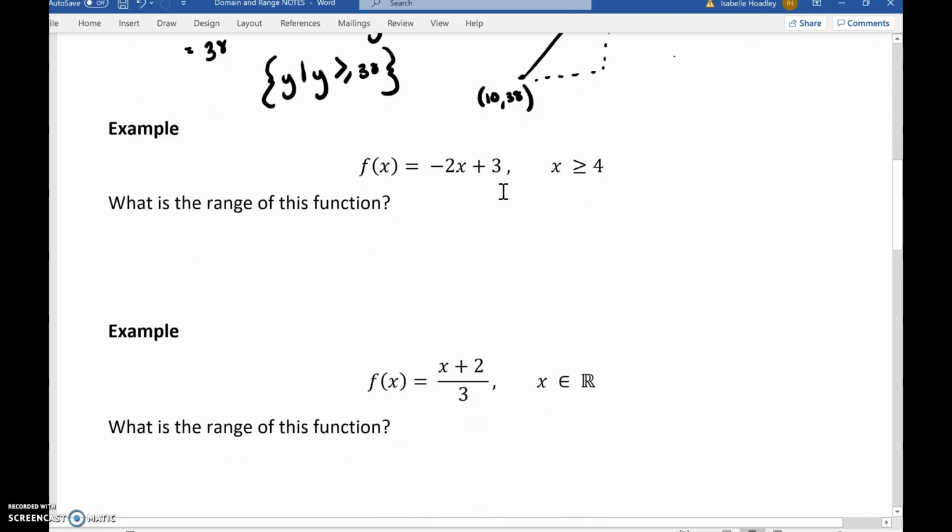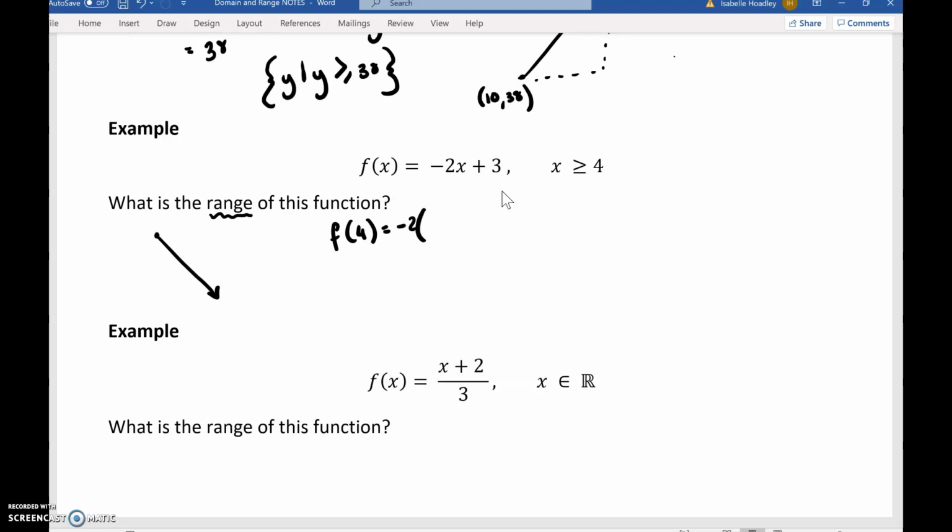We're told that f of x equals negative 2x plus 3, where x is greater than or equal to 4. So again, for the range of this function, now we've got a negative gradient. So in this case, our function's decreasing, it's going down. So f of 4 is negative 2 times 4 plus 3. That's negative 8 plus 3, which is negative 5.